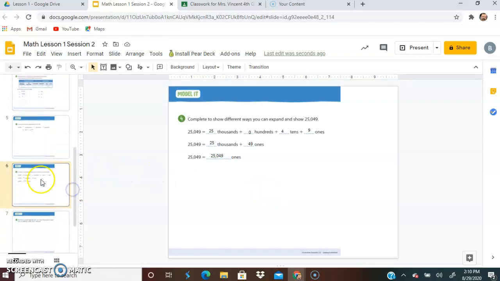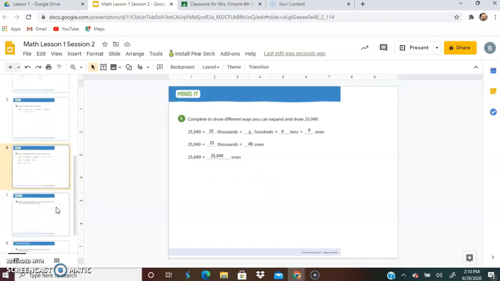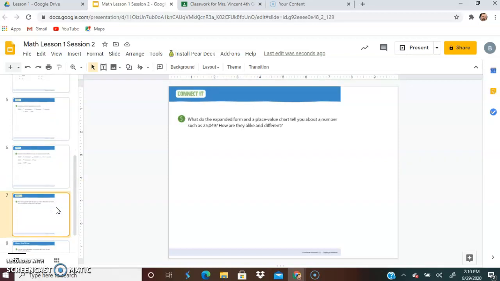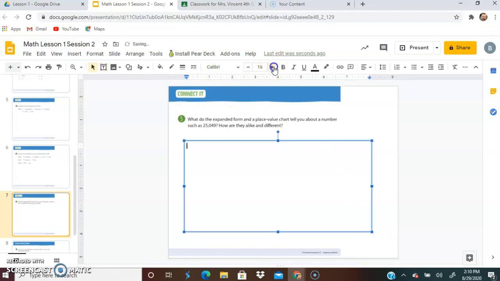Okay. If you got it wrong, change your answer, erase in your book, and make it correct. Remember, you can pause the video at any time. Okay, number 5, let's take a look. What do the expanded form and a place value chart tell you about a number such as 25,049? How are they alike? How are they different? Okay, let me put in a text box. Make it big enough so we can read it a little bit easier, okay?